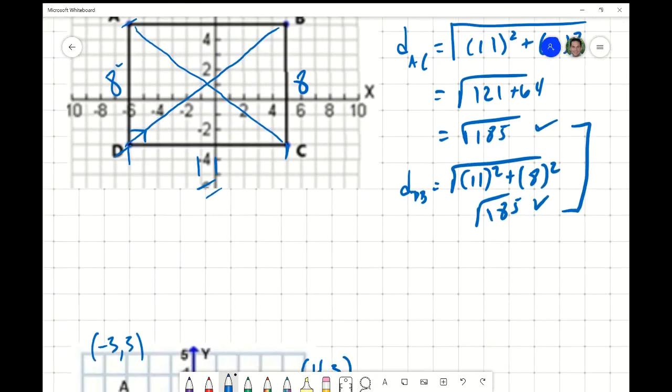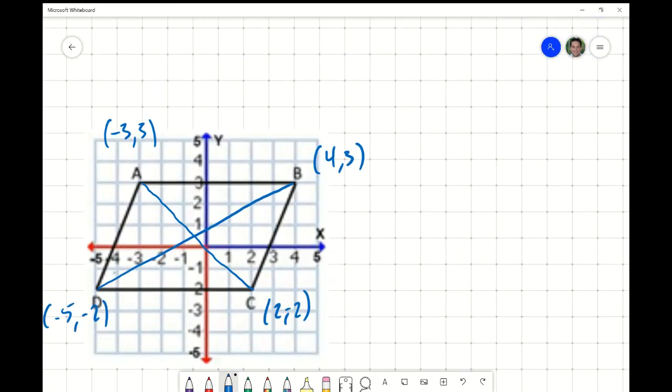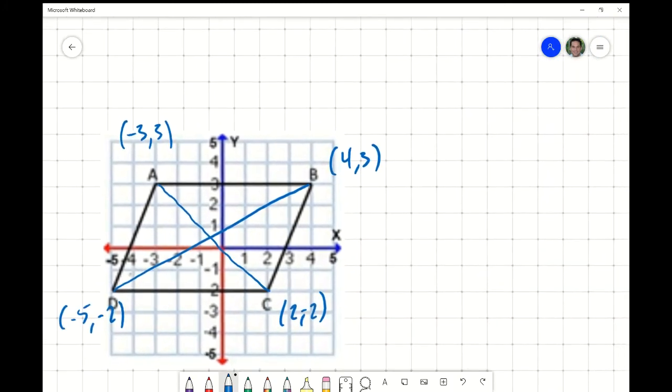Okay, so let's move down here to the parallelogram. I've already gotten the points written here, and we said we're going to focus on the midpoint formula. The midpoint formula, if you remember, is nothing more than adding the x's and dividing by 2, and adding the y's and dividing by 2. So we're just averaging. Let's go do that. We'll start out with AC.